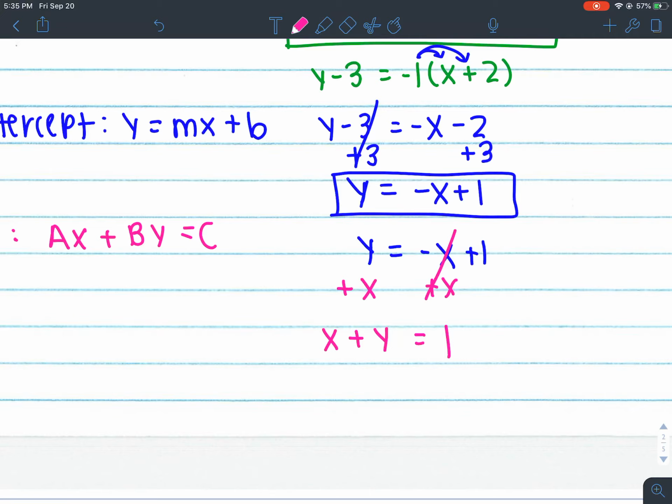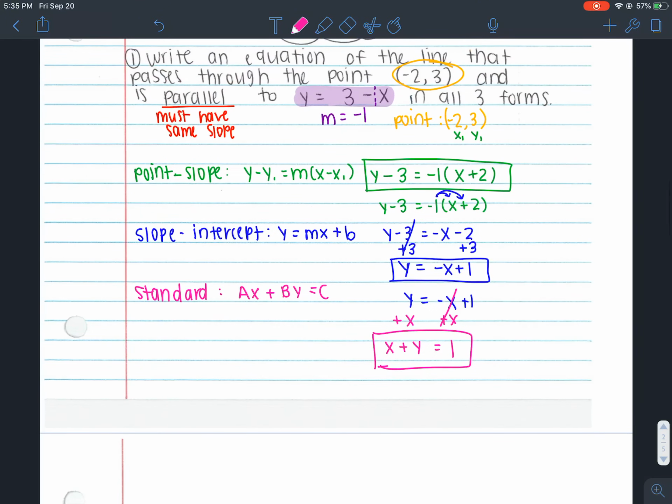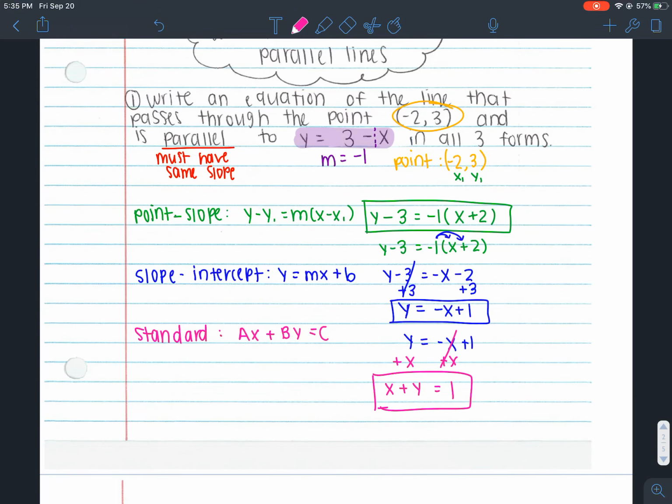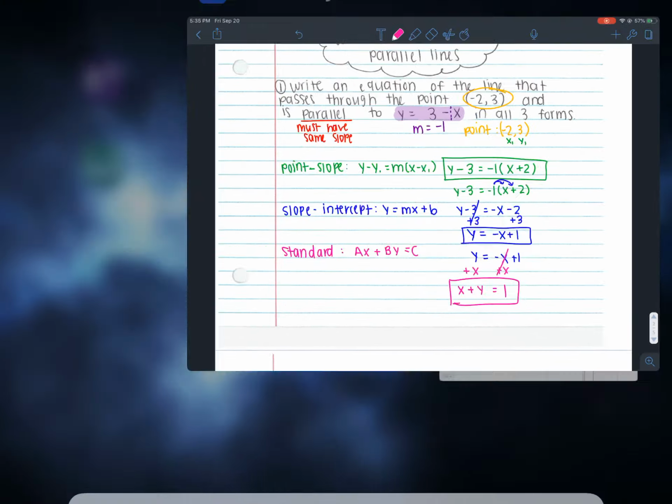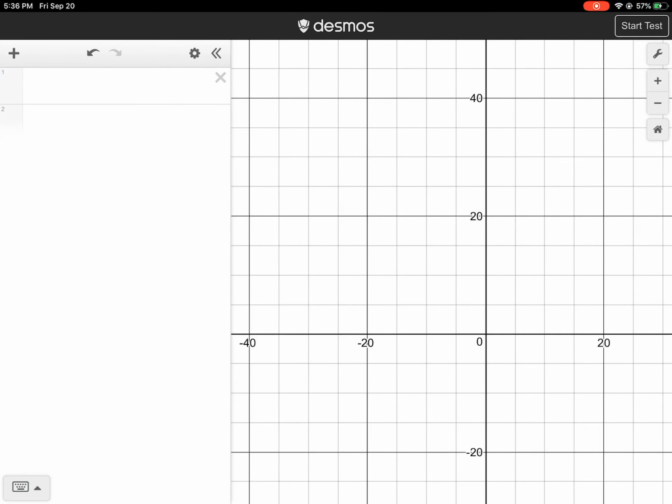Well, I have no fractions and my a is positive, so this is indeed standard form. So these lines are all the same. They're all equivalent to each other, they just look different. Okay, so we have it in all 3 forms because that's what it asked us for. So I'm going to go ahead and plug this into Desmos just to show you that they're all equivalent.